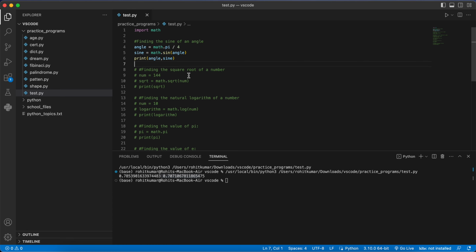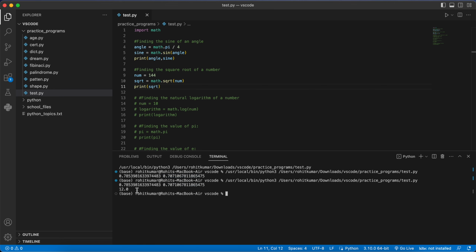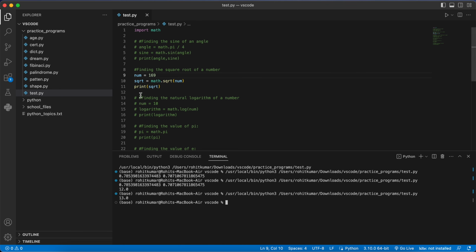The math module provides various other mathematical functions that can be used, such as finding the square root, logarithmic value, absolute value, or cube of a value. So let's try to find the square root of 144. The square root of 144 is 12. Let's see the output. As you can see, it is giving us 12.0. And let's write here 169. It should give us 13. Yeah, it is giving us 13.0.